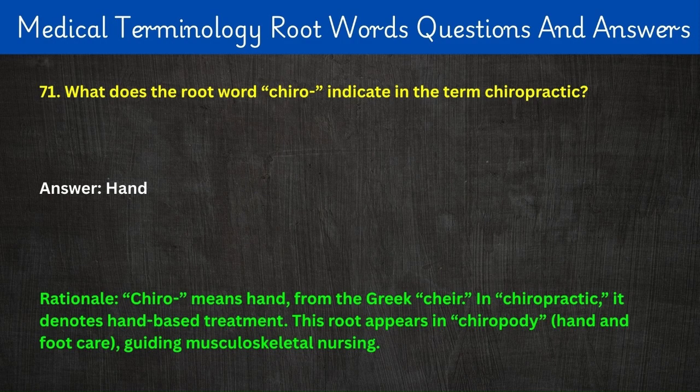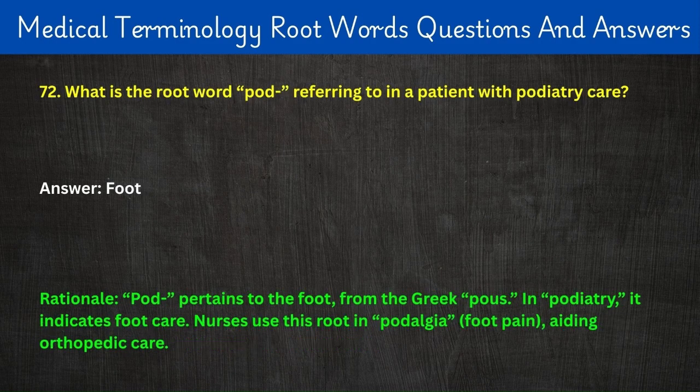Answer: hand rationale. Chiro- means hand, from the Greek chair. In chiropractic, it denotes hand-based treatment. This root appears in chiropody, hand and foot care, guiding musculoskeletal nursing. 72. What is the root word pod- referring to in a patient with podiatry care?